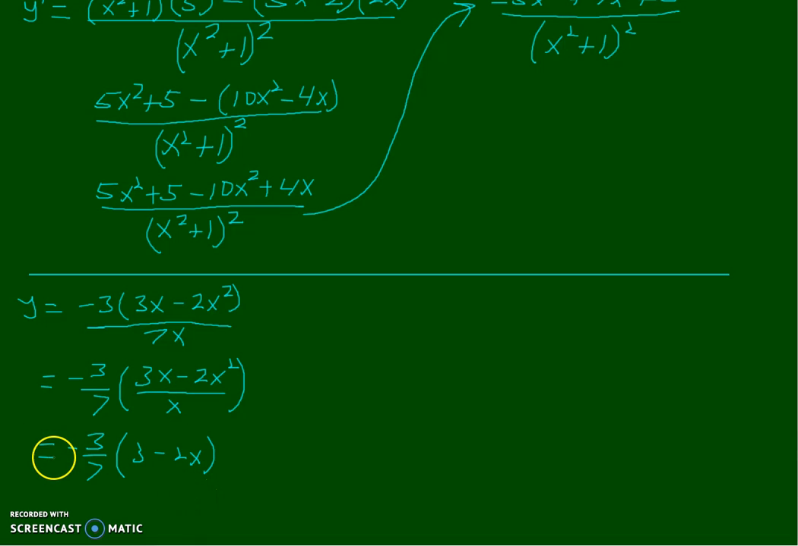Now, if I take the derivative of that, that's all we really have to do for y prime: the constant multiple rule. So we pull out the constant. The derivative of 3 is 0, and the derivative of negative 2x is simply negative 2. So our final result is negative 2 times negative 3 is a positive 6 over 7.